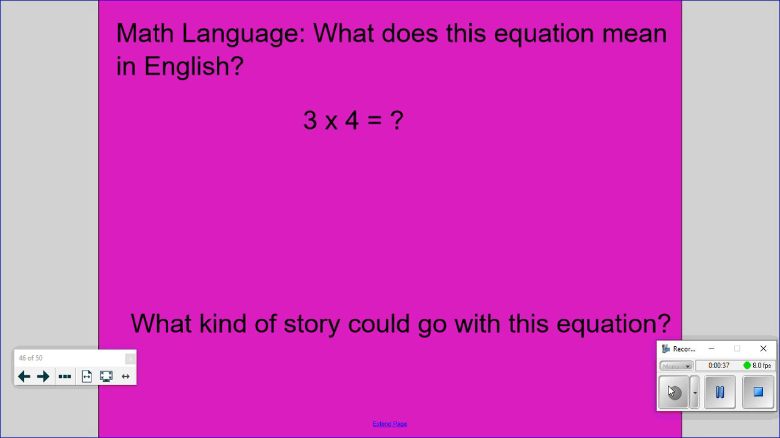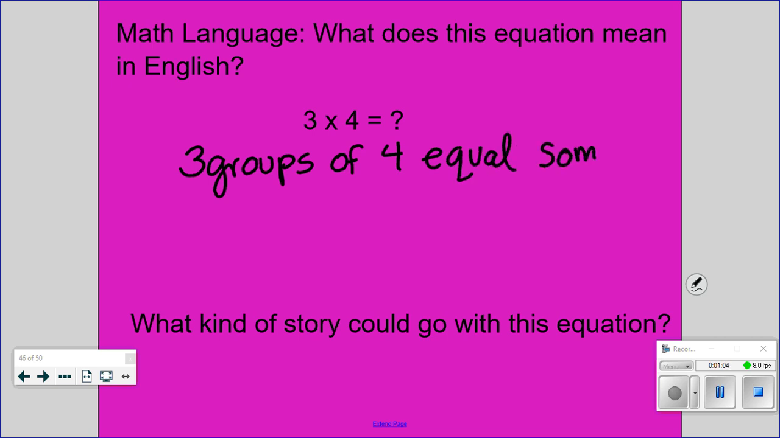How would I read this equation in English? What does that actually mean? 3 times 4 equals something. Devin, what does that actually mean? It actually is talking about 3 groups of 4 is equal or worth something. We're not sure what that something is right now, but it's something.